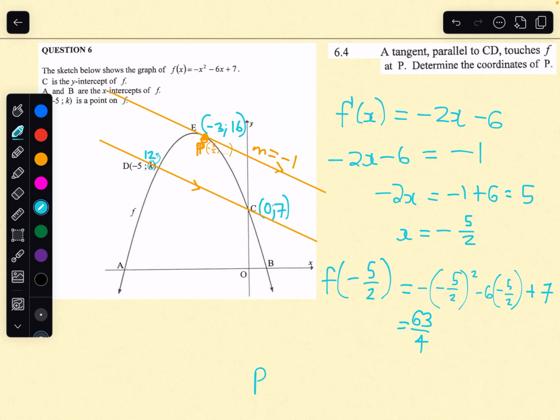So P is -5 over 2 and the y coordinate is 63 over 4.